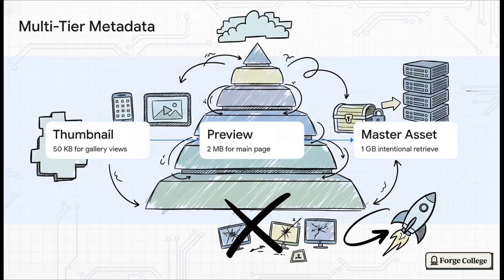In your NFT's JSON, you don't just drop in one single CID. No, you include a 50 kilobyte thumbnail for quick gallery views, a 2 megabyte preview for the main page, and then the massive 1 gigabyte master asset. Designing it this way ensures that users, and their poor browsers, only load that heavy master file when they intentionally click to retrieve it. It completely stops browser crashes, saves massive amounts of bandwidth, and keeps your project lightning fast.